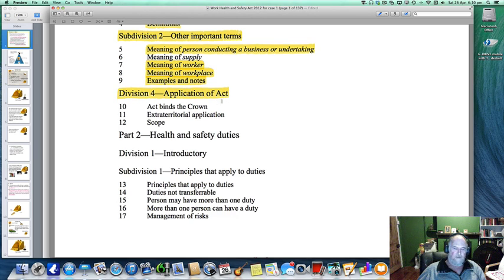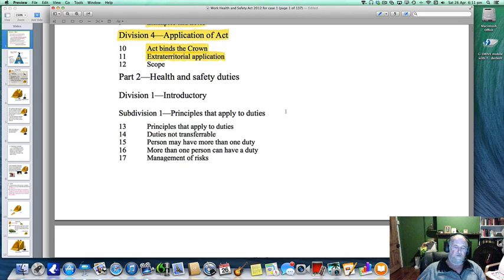It also says the Act binds the Crown. All that means is that people who are working for the government are still covered by this Act. It tries to get what's called extraterritorial application, which means it wants to apply to anything like a ship or boat that's on the seas but is registered in South Australia. That applies to them. Now, part 2, of course, is the meat and veggies of the Act.